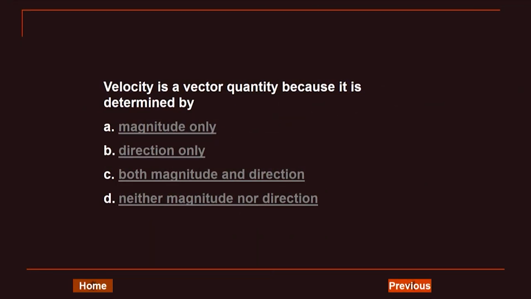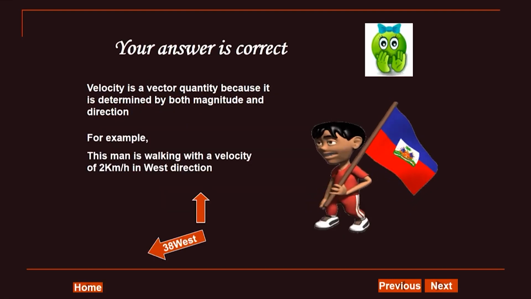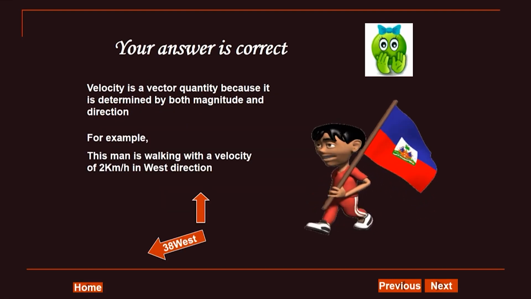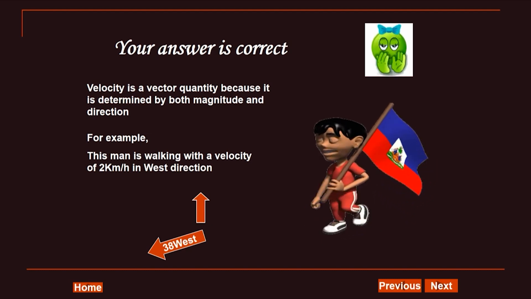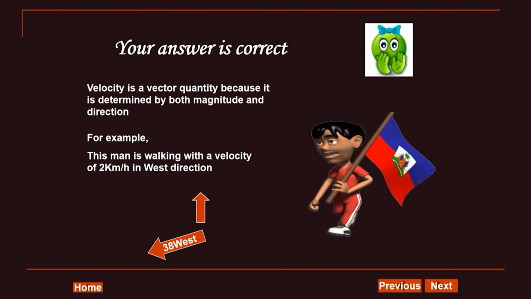Velocity is a vector quantity because it is determined by, again there are four options. So let us see, both magnitude and direction. C option is correct. Now click here and you will find the feedback. Now this man is walking with a velocity of 2 km per hour in west direction. It means it contains both the magnitude as well as the direction.